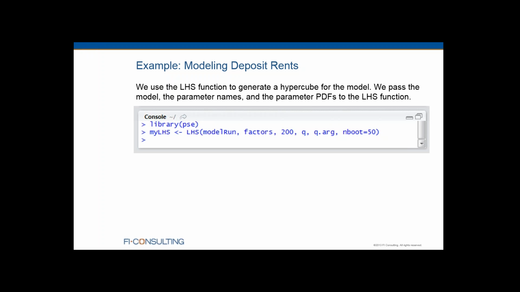We then use the Latin hypercube function to generate a hypercube for the model. So we're going to pass the model, the parameter names, and the parameter PDFs to our Latin hypercube function. So you see here we have some inputs. We have the model. We have our vector of factors again. And then we have our arguments again, specifying normality for the first 3 factors and a uniform distribution for the last factor.